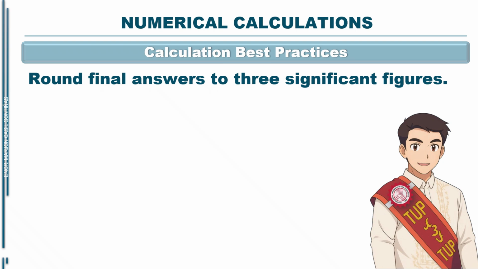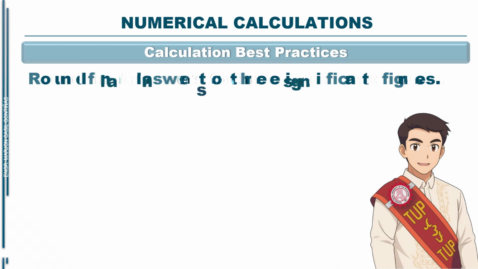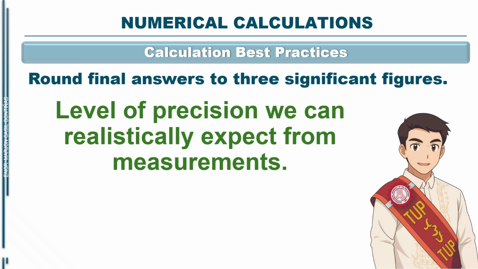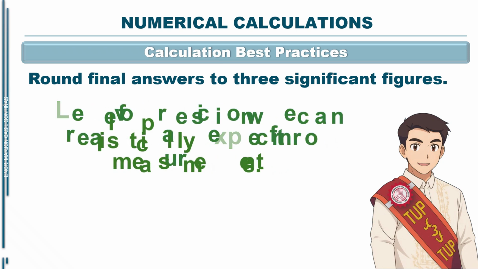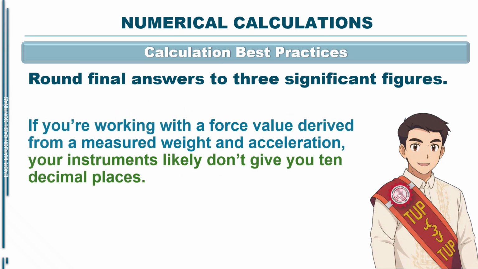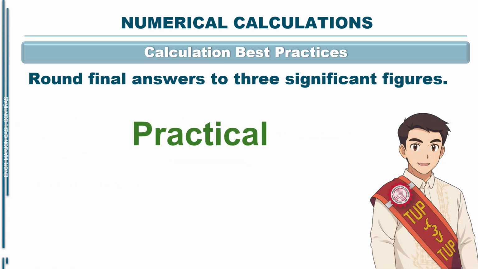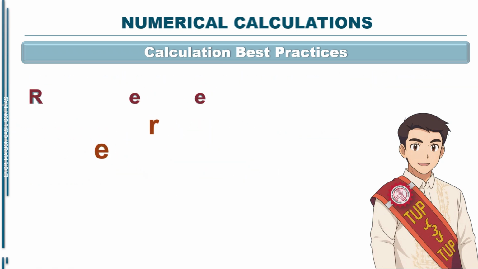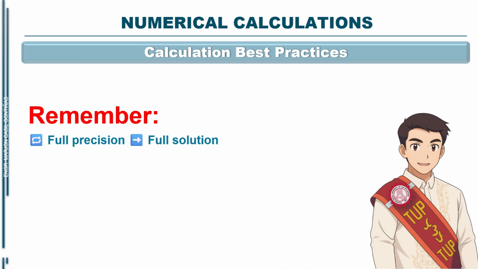Second, typically, we round our final answers to 3 significant figures, because that's about the level of precision we can realistically expect from measurements like geometry, forces, and loads. For example, if you're working with a force value derived from a measured weight and acceleration, your instruments likely don't give you 10 decimal places. So rounding to 3 significant figures is both practical and meaningful. So remember this formula for success: full precision, full solution, round only at the end.